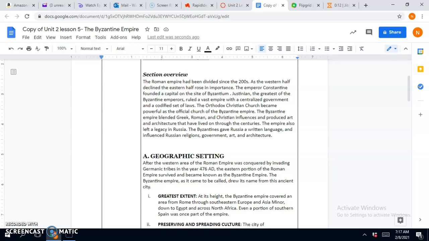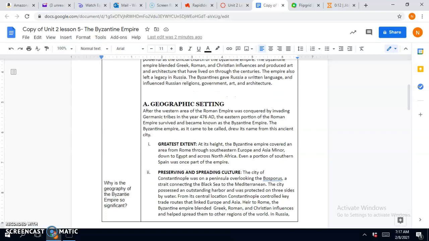So you have the Orthodox Christian Church, and then on the other side of that, you have the Roman Catholic Church. This is the Great Schism. The Byzantine Empire blended Greek, Roman, and Christian influences and produced art and architecture that have lived on through the centuries. I need to show you some stuff when we get to class. The empire left a legacy in Russia. They gave Russia a written language, and influenced Russian religion, government, art, and architecture. So the one thing you need to know about the Byzantine Empire is that it's giving you an idea of the origins of Russia.